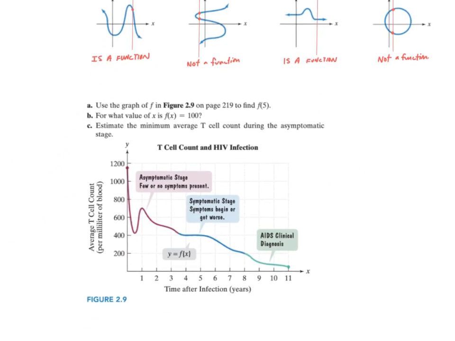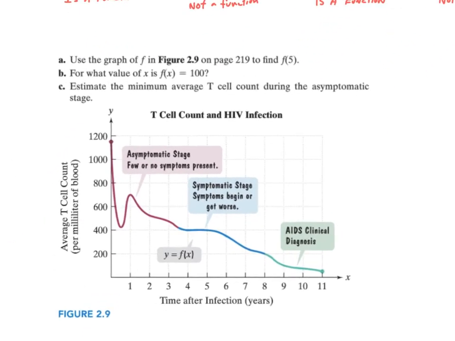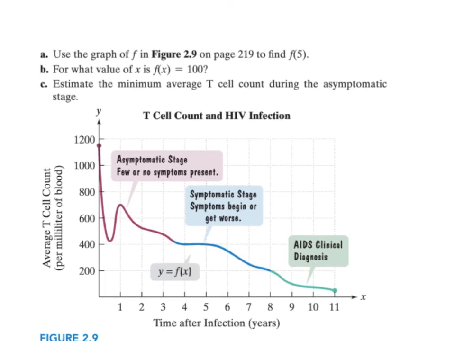All right. What I want to do here is take a look at this problem. All right. So use the graph of f in figure 2.9, on page 219, to find f of 5. For what value of x is f of x equal to 100, and then estimate the minimum average T cell count during this stage. And all I want to do right now is take a look at parts A and B. Let's kind of ignore part C for right now.